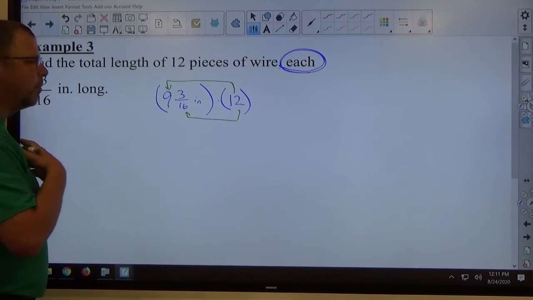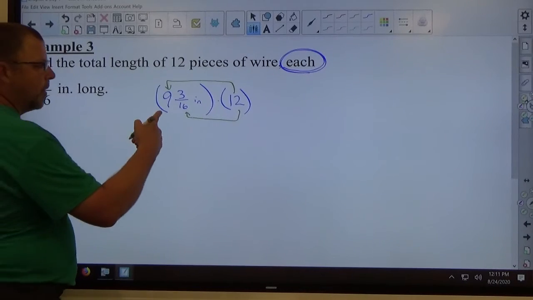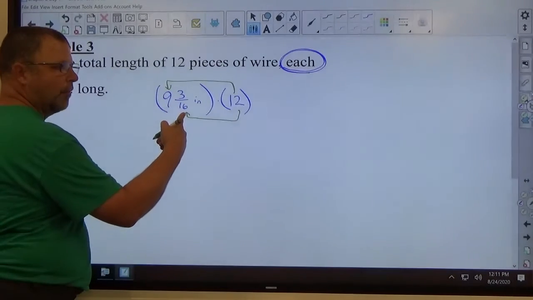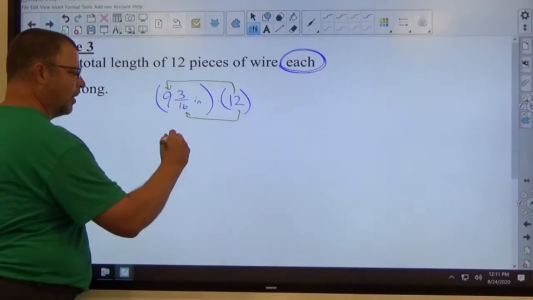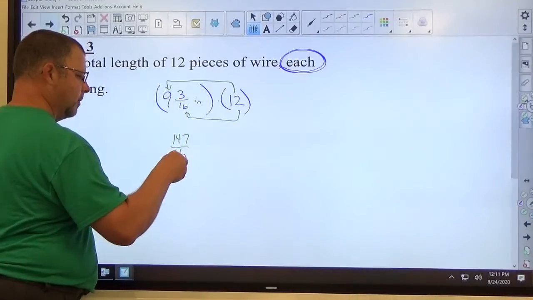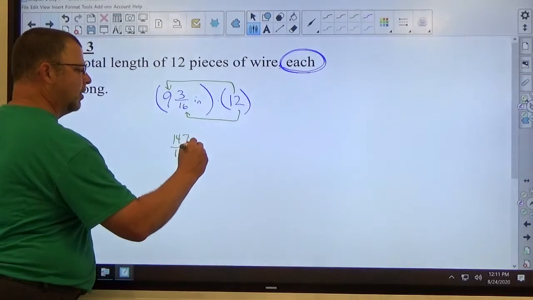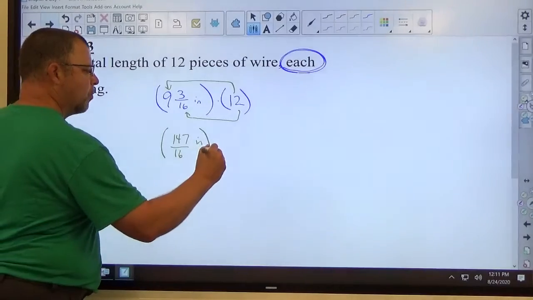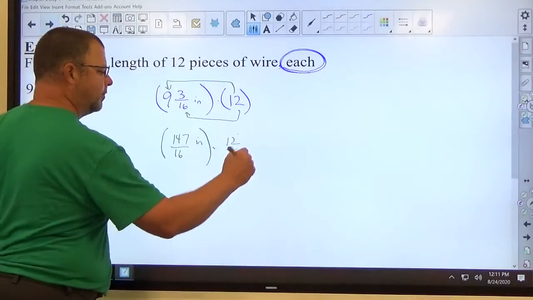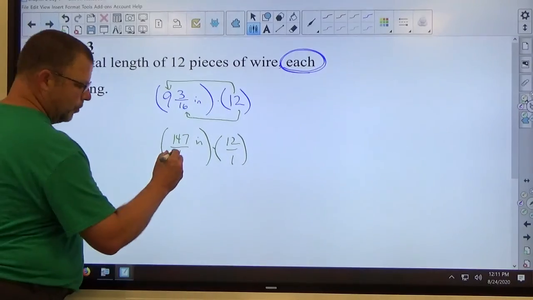But I would typically, if it were me, I'd probably make it into an improper fraction. So if I do 9 times 16 is 144, plus 3 makes 147. This improper fraction is equivalent to 9 3/16 inches. We're multiplying that times 12 over 1. I would reduce before I multiply.